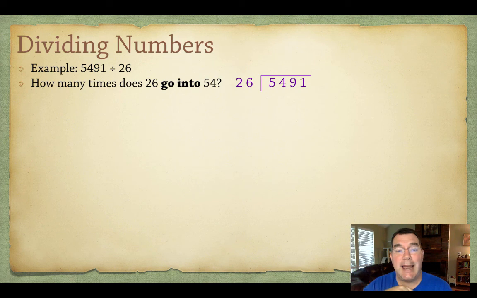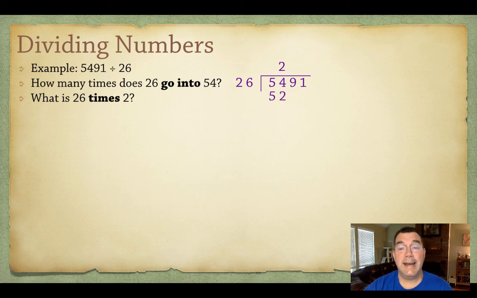If I have 5,491 and I'm dividing it by 26, what I do is I look at that 26 and I ask myself, how many times does 26 go into the first little chunk of that number, which is 54? And the answer is twice. So what do I do with that 2 after I've written it down on top? I multiply that 2 by the 26 that's on the outside, and I get 52. Okay? What do I do with that 52 and the 54 that's above it? I subtract those. So 54 minus 52 is going to give me 2.